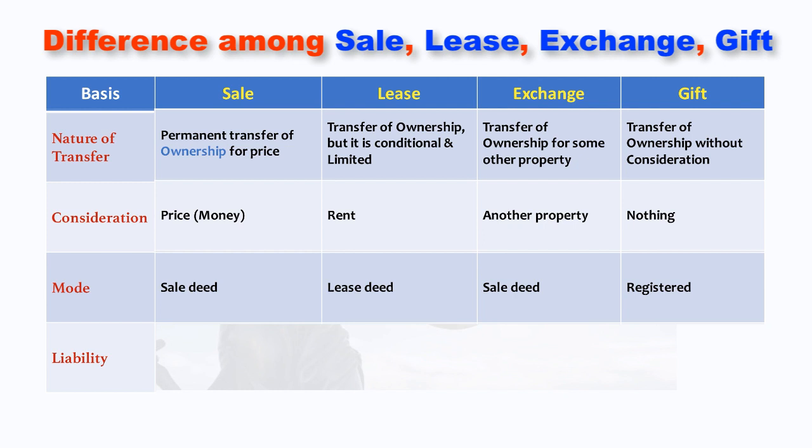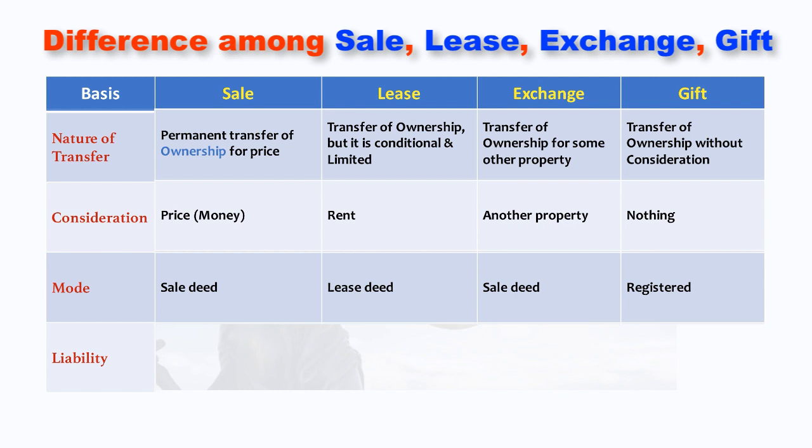And regarding the gift, whatever you are gifting out to someone has to be registered if it is immovable property. However, regarding movable property of lesser value, it is the delivery of the thing that you are giving, maybe jewelry, maybe some electronic gadgets. So the moment you deliver, that is done.